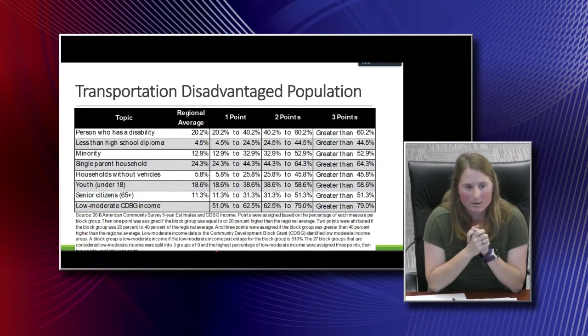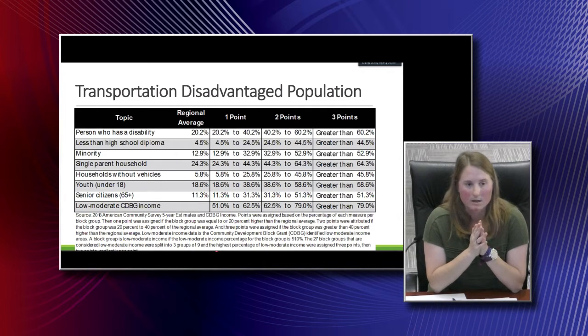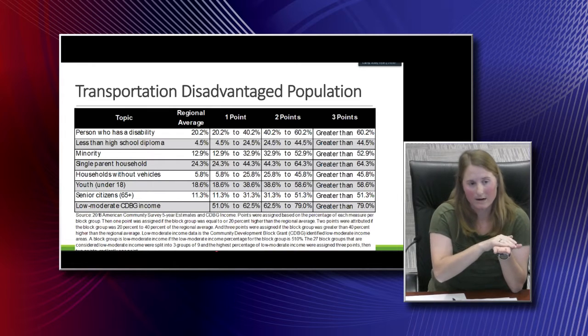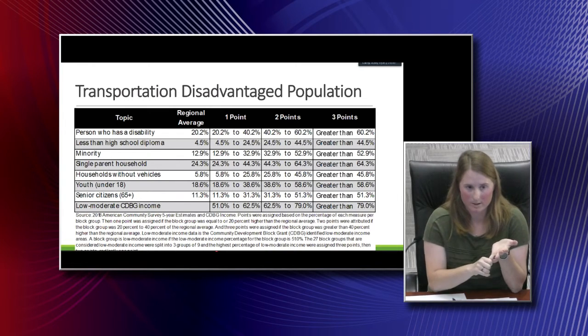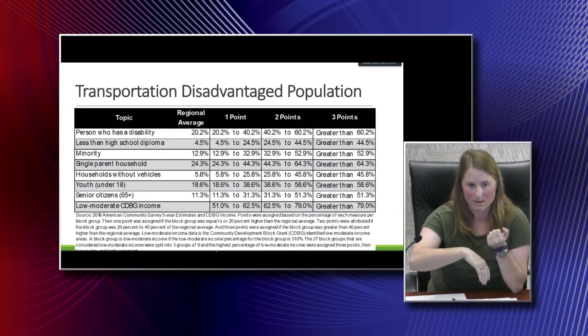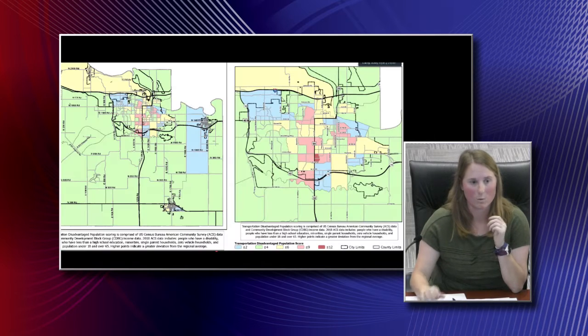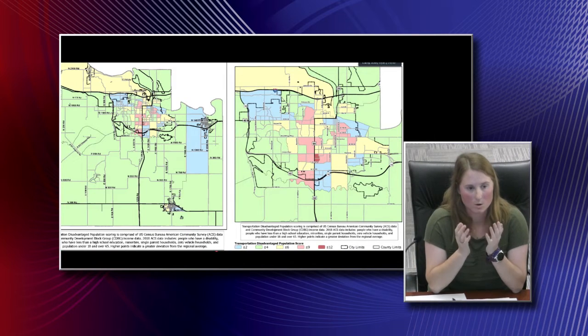And the MPO found the regional average for each of those metrics per block group, and then created this threshold system, point system. So if that block group was the regional average to 20% higher, it got 1 point. If it was 20% higher to 40% higher, it was assigned 2 points. And then if it was 40% or higher, that block group was assigned 3 points. It was then all summed up to create one transportation disadvantaged score.